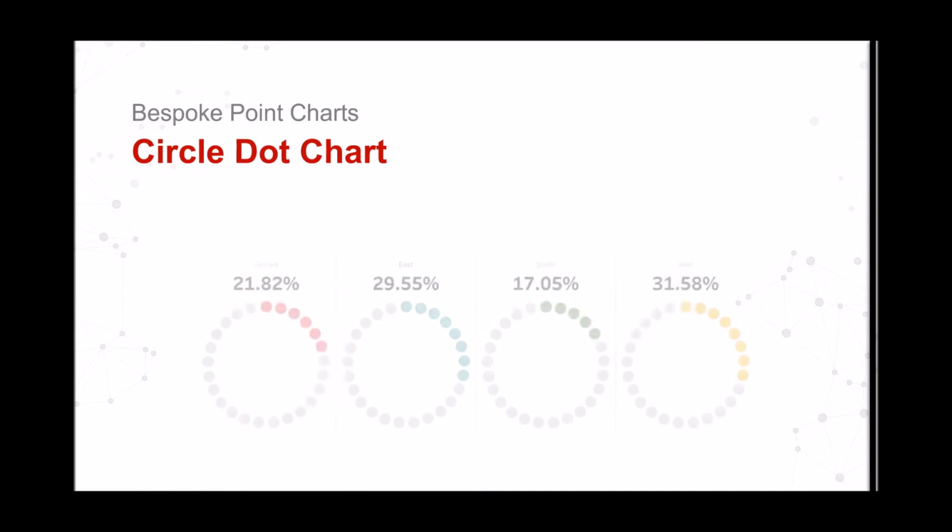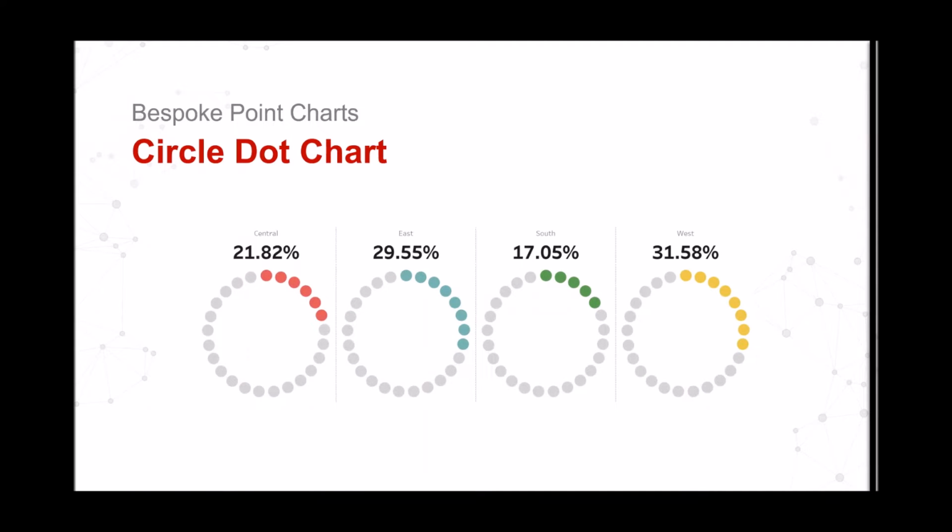Bespoke point charts, circle dot chart. And this is what it looks like. As with our previous tutorial, we are going to start off with drawing the individual grid, or the individual dots in a circle, and then we are going to color said dots based on the percentage value above.